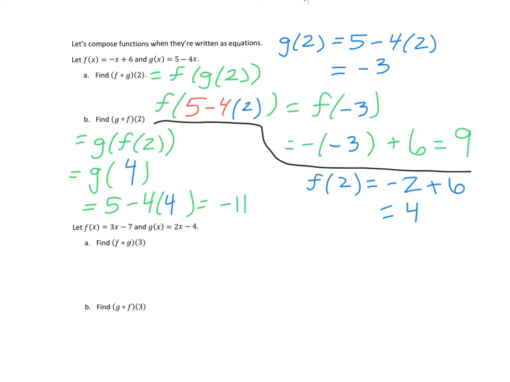So we have this word, commutative property. Addition and multiplication are commutative. It means the terms can commute. We can interchange them. But in this case, that's not true. So with composite functions, it's not commutative.